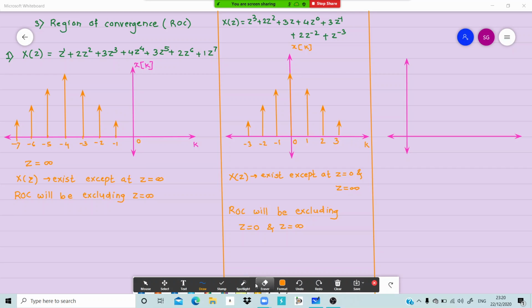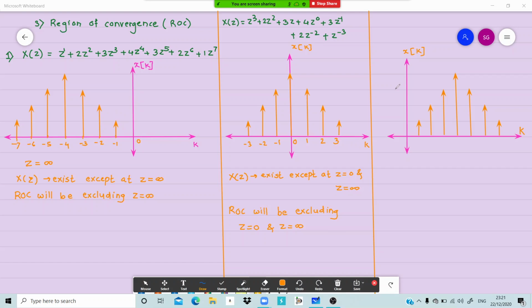Clear? Right? Now again we'll go for the next thing, that is the whole thing in the first quadrant, that is on the left hand side. Okay, so 0, 1, 2, 3, 4, 5, 6 and 7. Okay, so now again this is k, this is x of k.